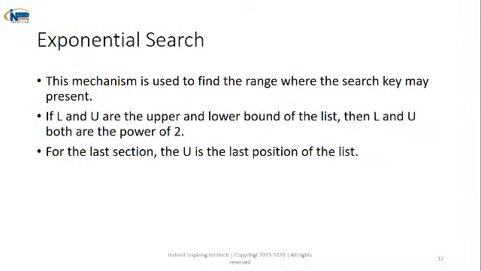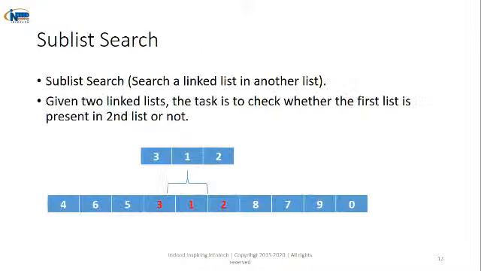Here you can see that the mechanism is used to find the range where the search key may be present. There is a lower bound and an upper bound. The upper and lower bound will create a range, and we will find the element inside that range. But if the element is not found within that range, we will shift this upper and lower bound to the next segment, and that won't be overlapping. So this is how the exponential search works.